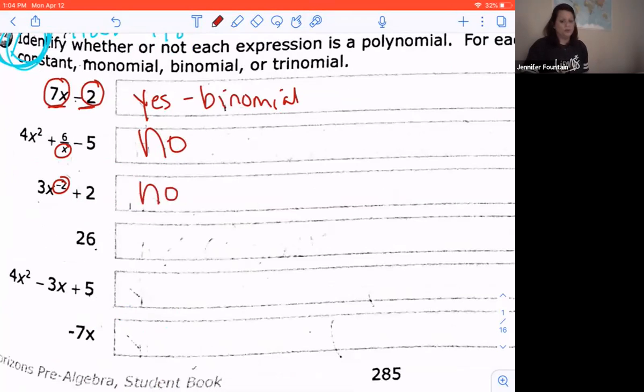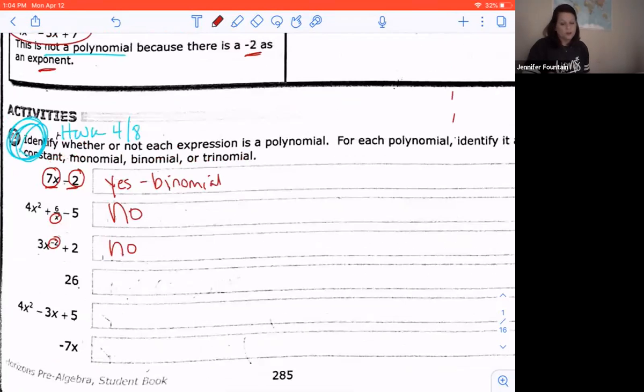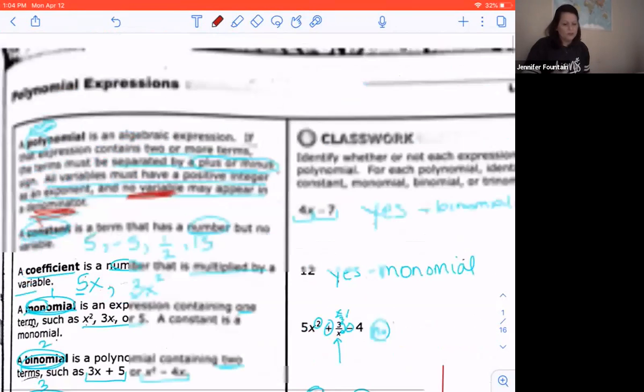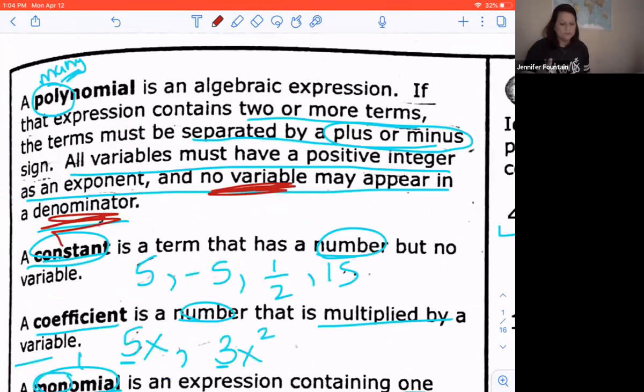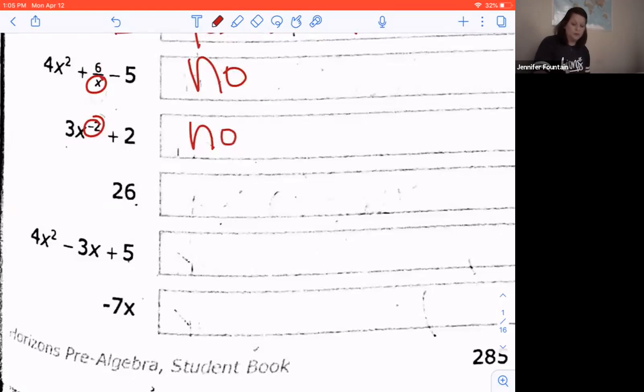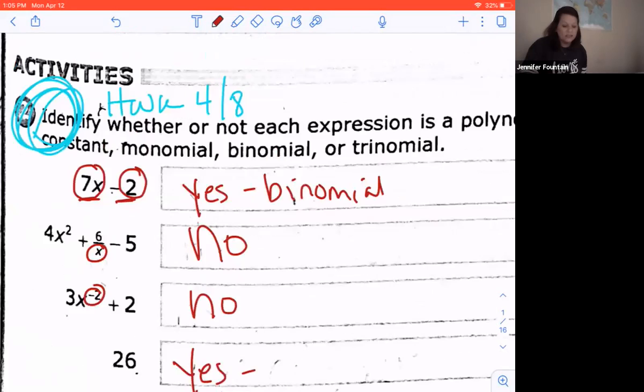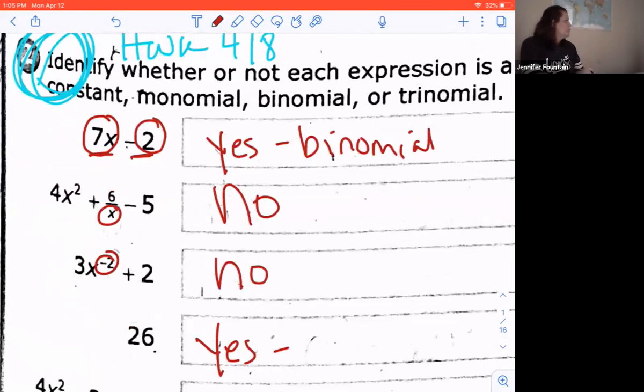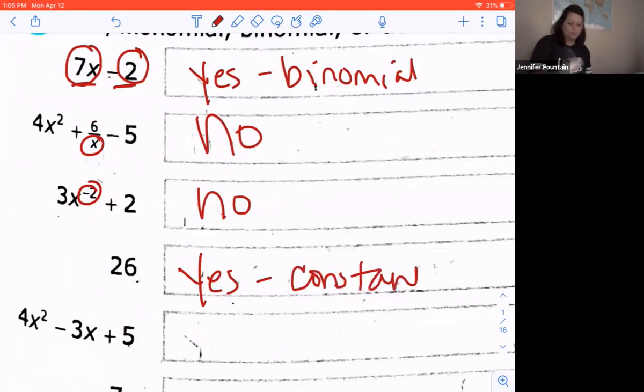All right, now 26. This is where we can get a little iffy. A polynomial is an algebraic expression. If the expression has two or more terms, we separate them with a plus or minus. In this one, I have 26. It does not have a plus or minus, so it is still a polynomial, but what kind is it? If it's a single digit, is it a constant, a monomial, a binomial, or a trinomial? And what do we say just a number is? That's going to be just a constant. So 26 is a polynomial, and we call that a constant.